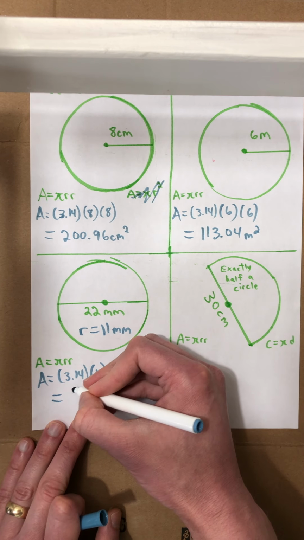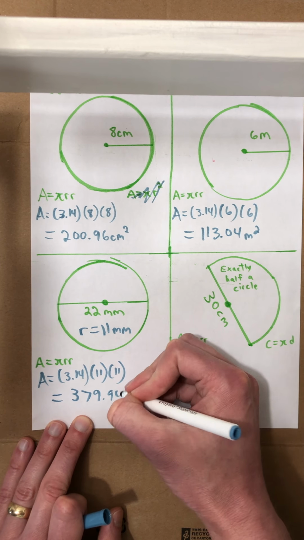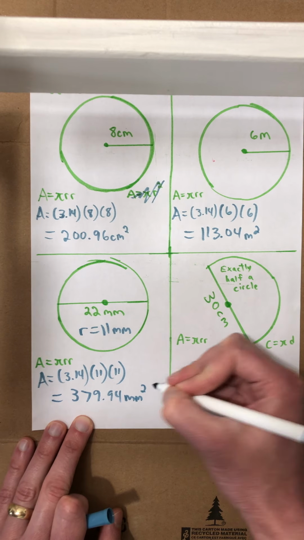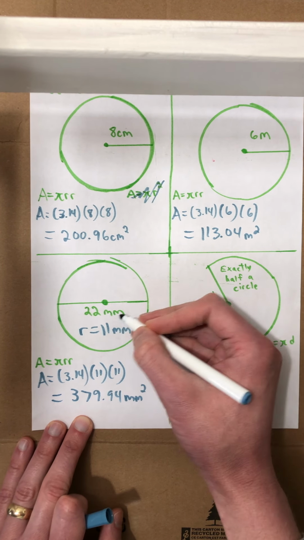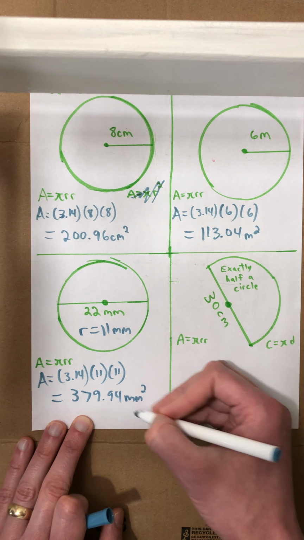In this case, it will be 379.94, and my units are millimeters squared. So this is a very small circle, and I know it's millimeters because that's the units that we're using here for the radius and the diameter, and so my area is millimeters squared.